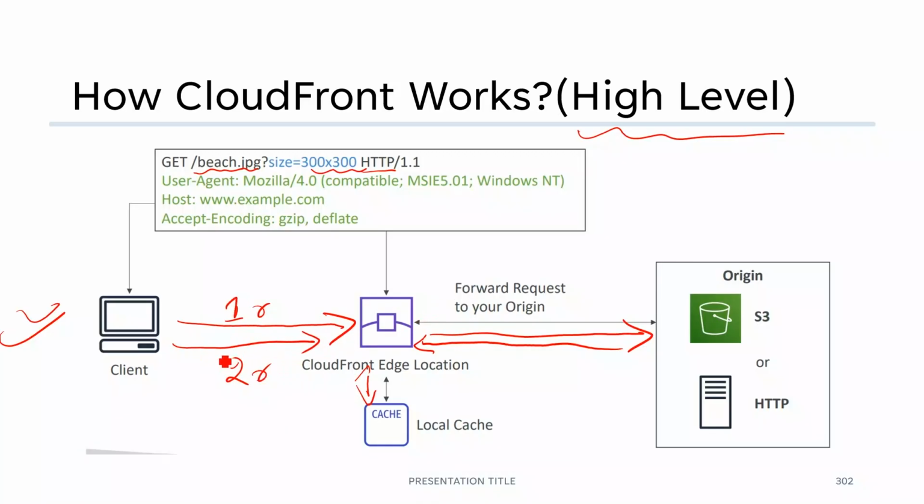Whenever the client requests that particular data, this beach.jpg, for the second time, it is already in the local cache. So it will be fetched from the CloudFront edge location itself. It will not go to the origin again. So you can understand that the latency has been reduced to a great extent, because you don't have to travel to the origin to fetch the data, but instead you are getting it from your nearest edge location or your local cache. That's how it works.